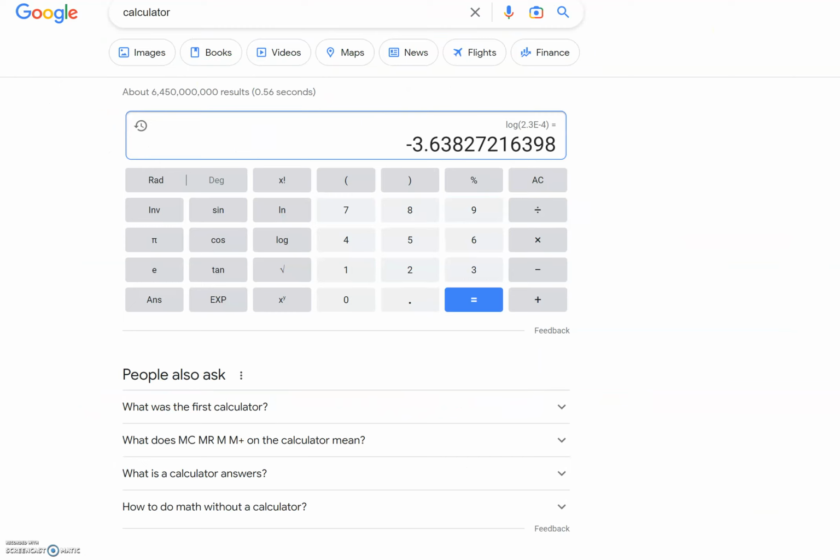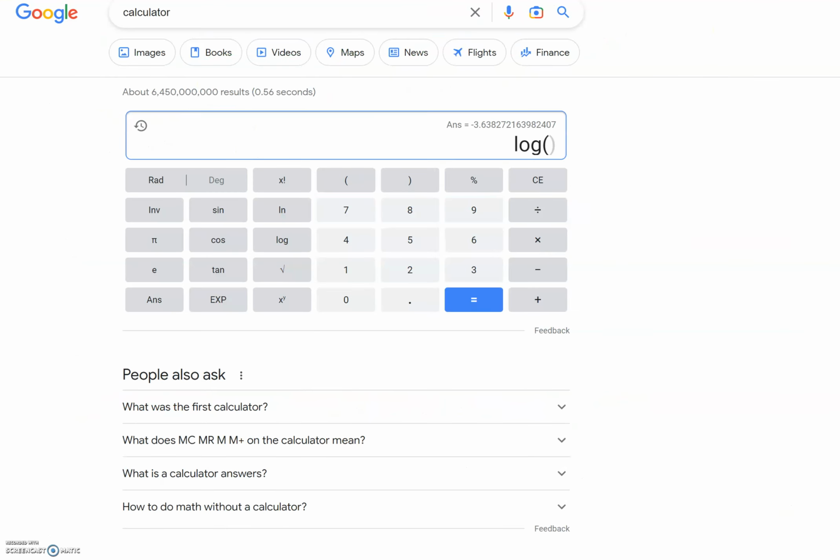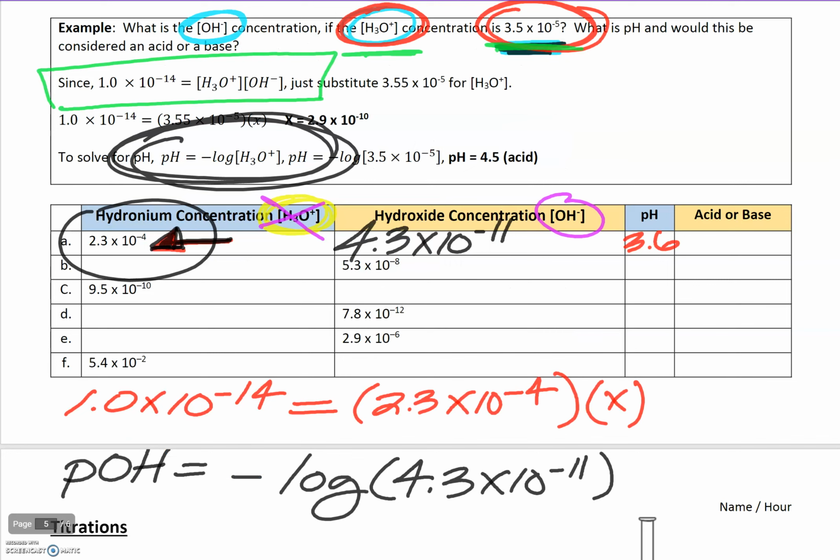So we're going to go log, and we're going to go 4.3, and that's going to be to the negative 11. Close that up. Oh, that's 10.36, so we're just going to call it 10.4, or maybe it's about 10, right? So the answer to this is basically 10.